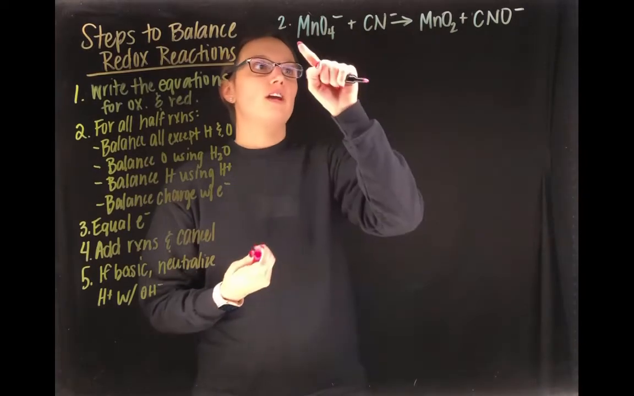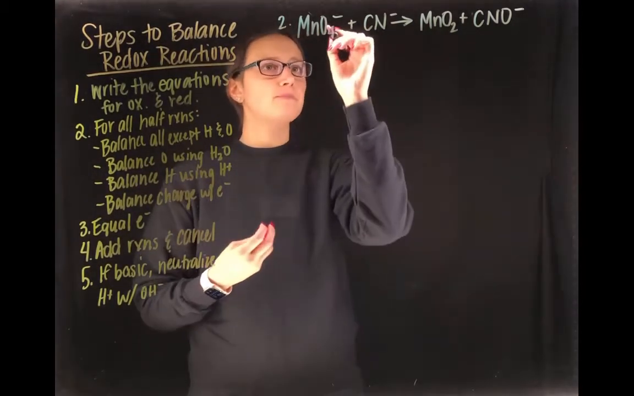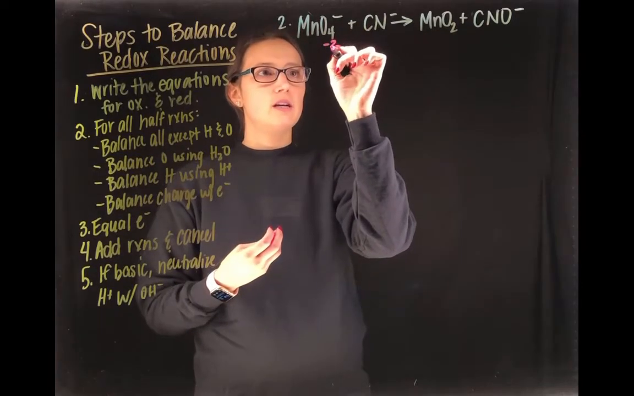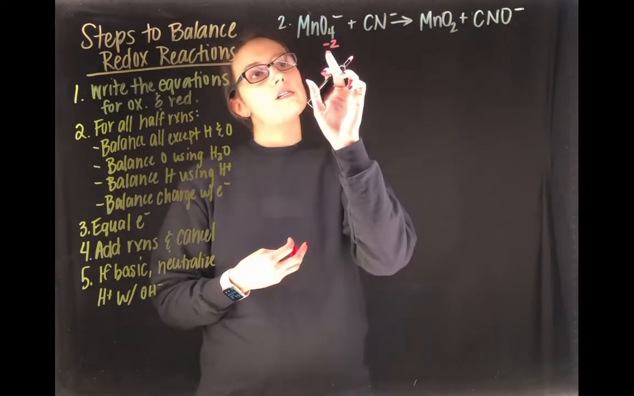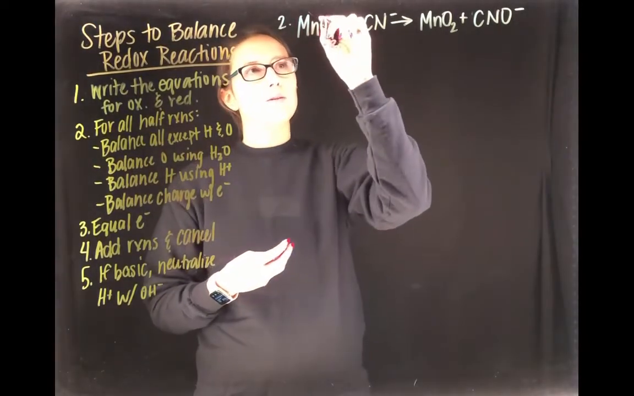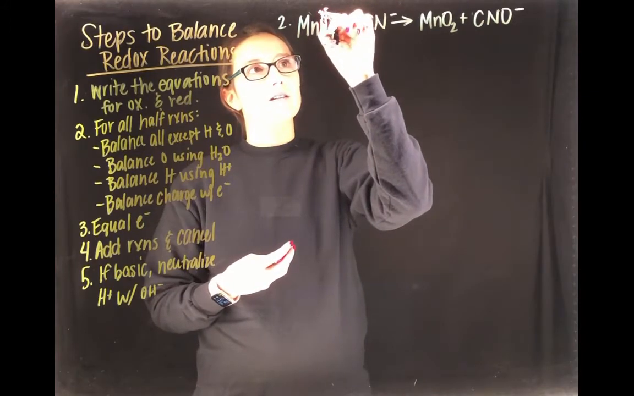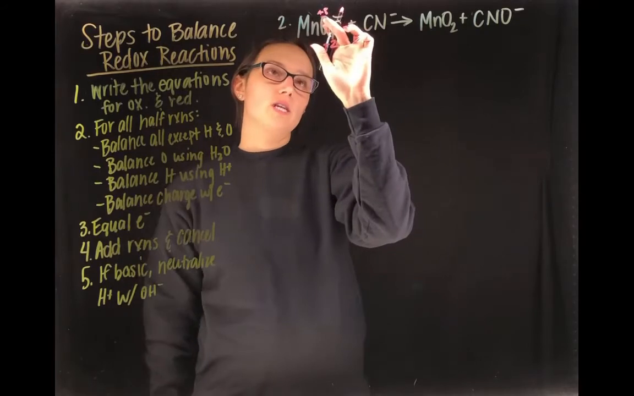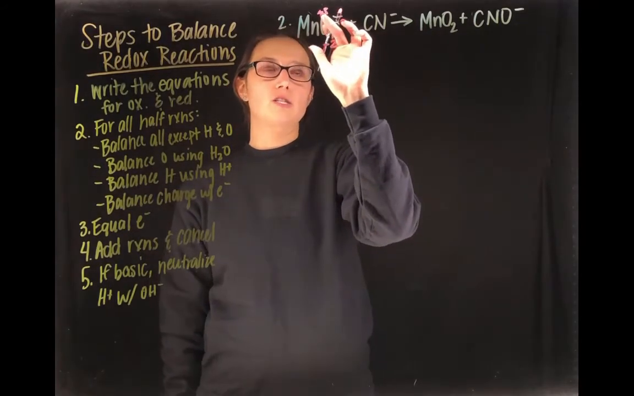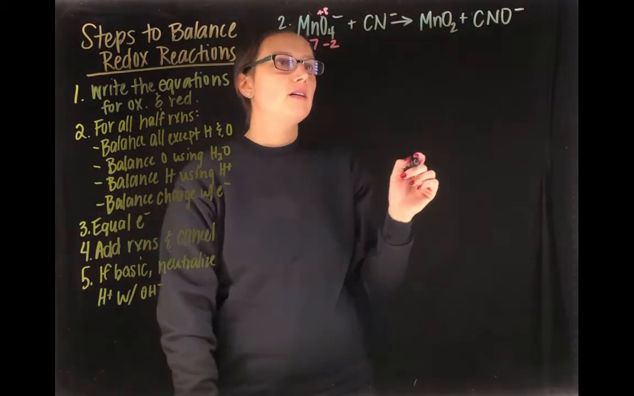So if I assign oxidation numbers to everything in this reaction, remember that oxygen is always -2 unless it's with fluorine. So if each of these oxygens is -2, that's going to give overall a -8. And MnO4 minus has to equal -1. So if all the oxygens are -8, that means that Mn must be +7.